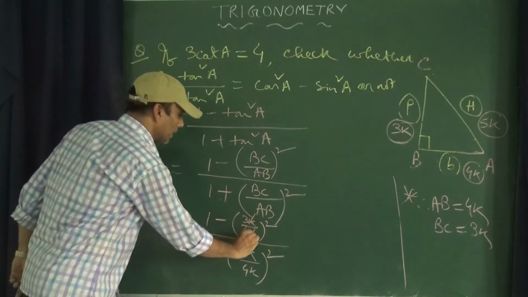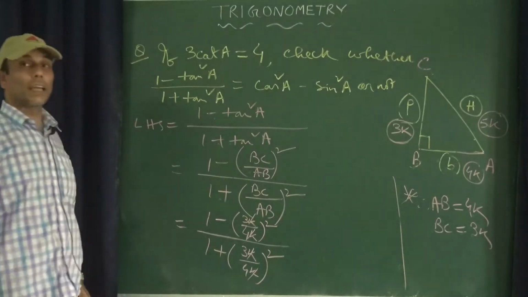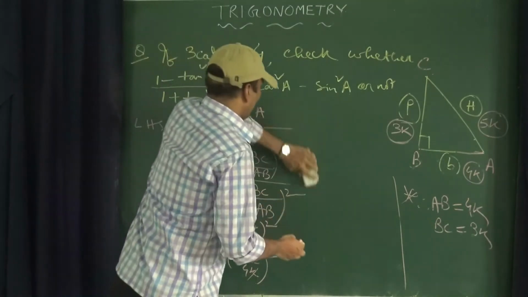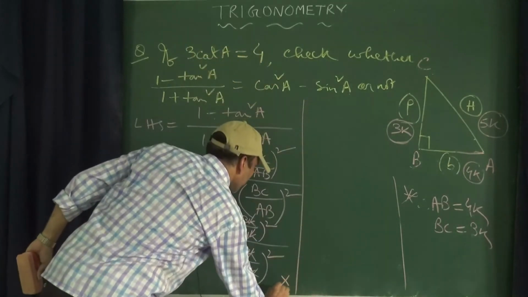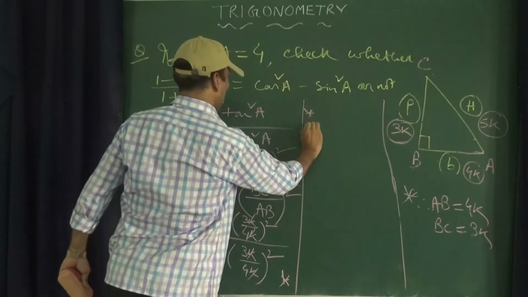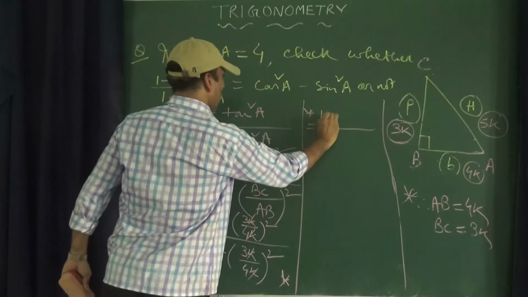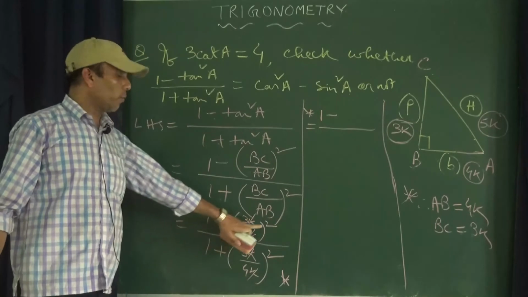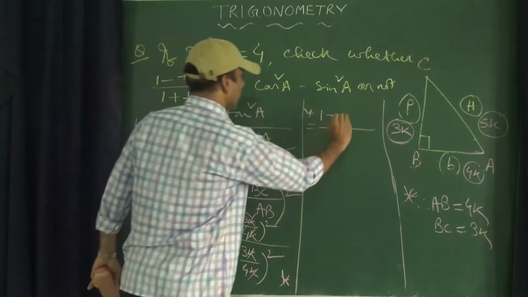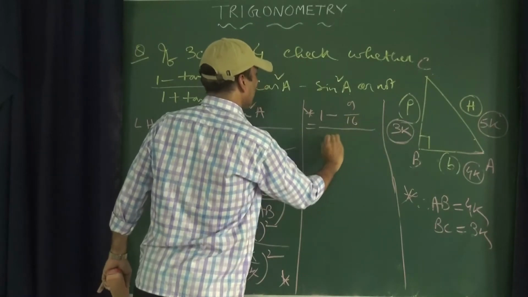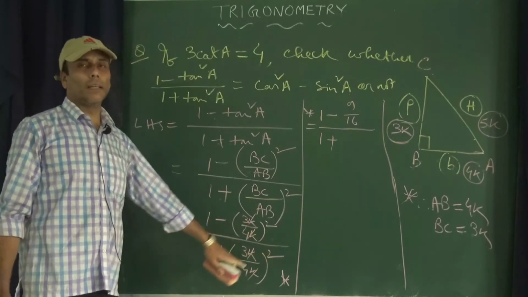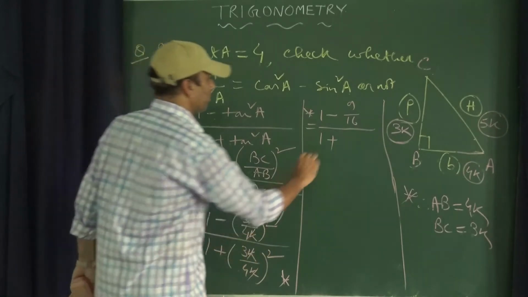So this K will cancel. Again in the denominator also K will cancel. So this will give us 1 minus, we are left with 3 by 4 whole square. So 3 by 4 whole square will give us 9 by 16. So 1 minus 9 by 16 whole thing divided by 1 plus again 3 by 4 whole square, that will give us 9 by 16.